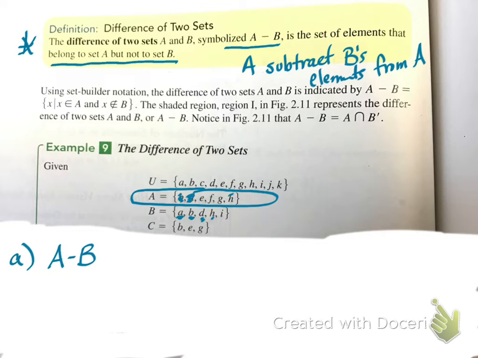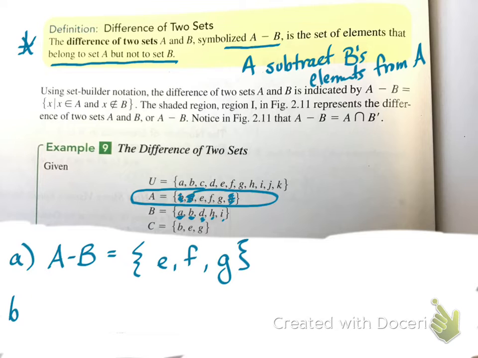H is also in A, so we'll subtract it off. And I is not in A. So the answer of A take away B is whatever is left in A once we have subtracted B off. So there we go.